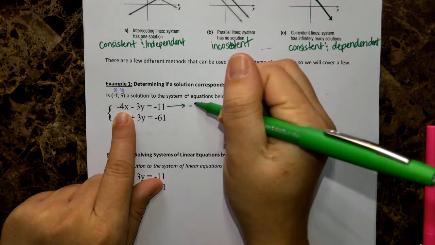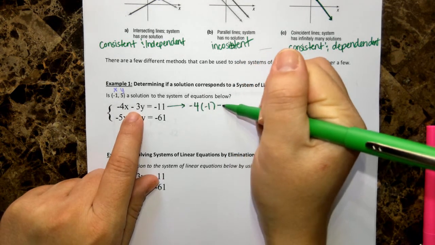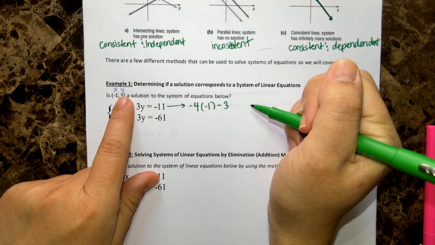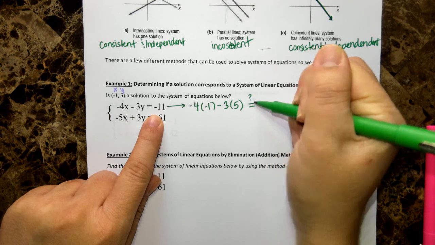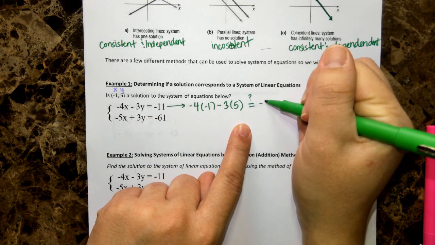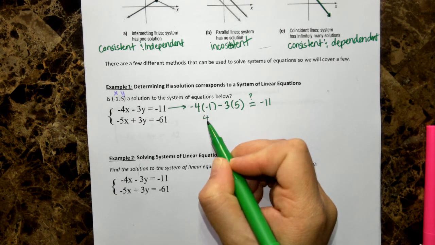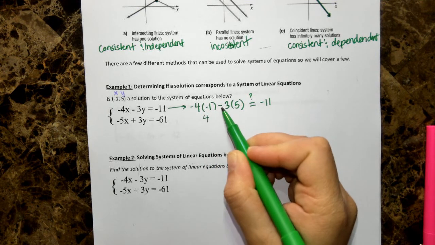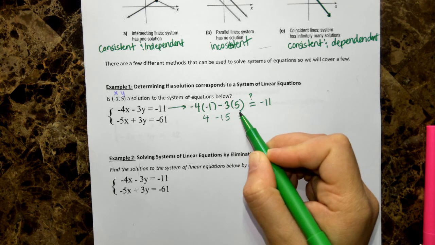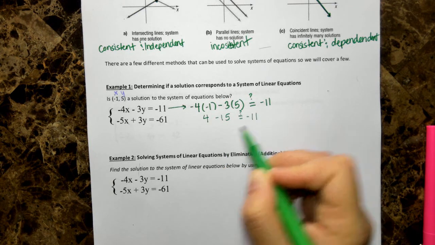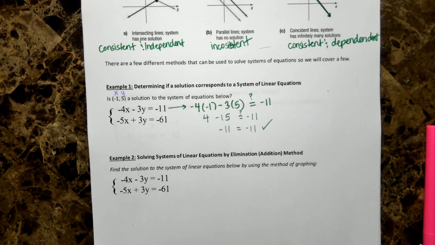Negative 4, and instead of x, I'm going to plug in the x value they give us, which is negative 1, minus 3 times y, which the y value they give us is 5. And I want to see if it equals, I'm going to put a little question mark because I don't know yet, negative 11. Well, let's do the math. Negative 4 times negative 1 is a positive 4, because a negative times a negative is a positive. Minus 3 times 5 is 15. And we're trying to see, does 4 minus 15 equal negative 11? Yes, it does. So far, it's looking like the answer is probably going to be yes.